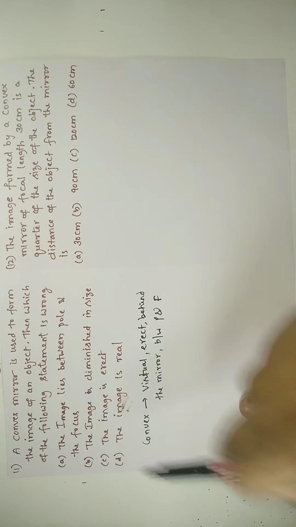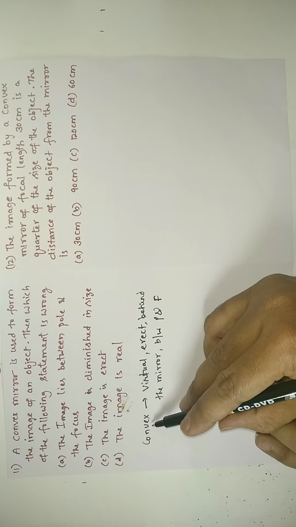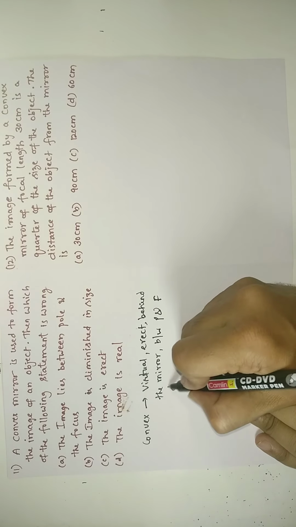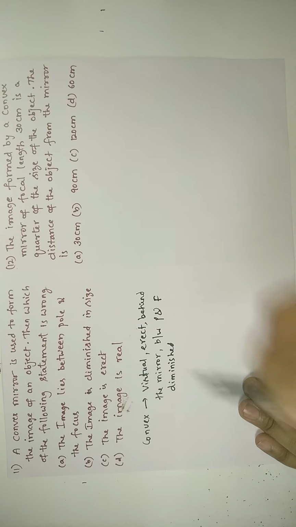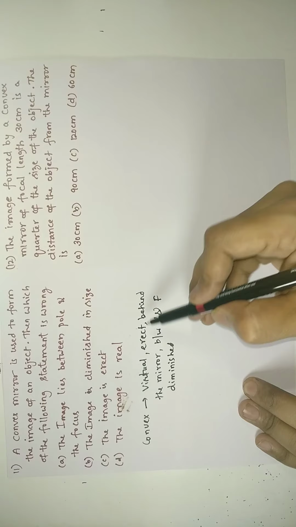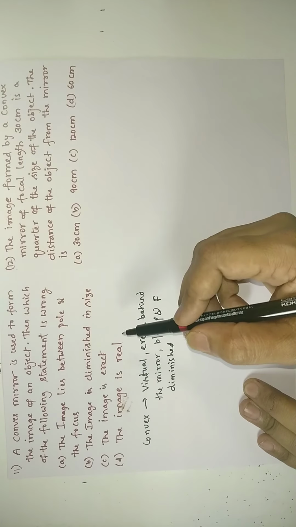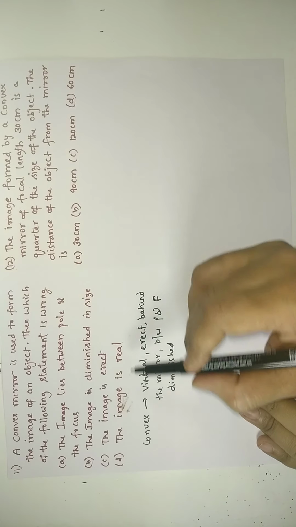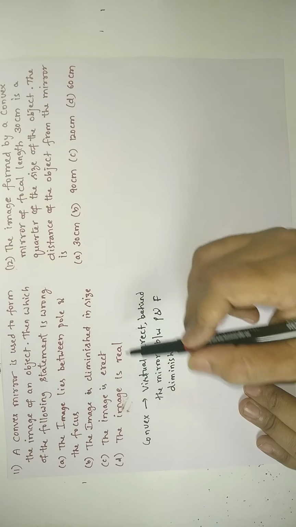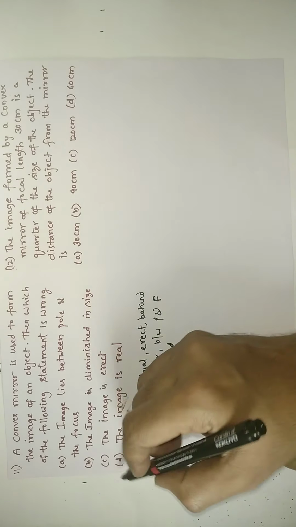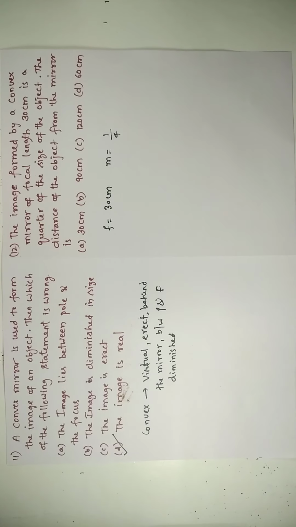That is a correct statement. The image is diminished in size. So again, in case of a convex mirror, the image will be always a diminished image that you are going to get. So it is correct. The image is erect. Erect image is obtained. The image is real. So in case of a convex mirror, there is no possibility of getting the image to be real irrespective of the position of the object. So as a result, the wrong statement here is your fourth statement.